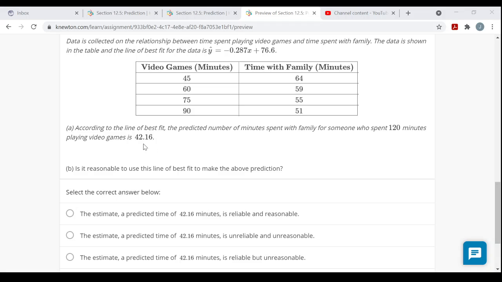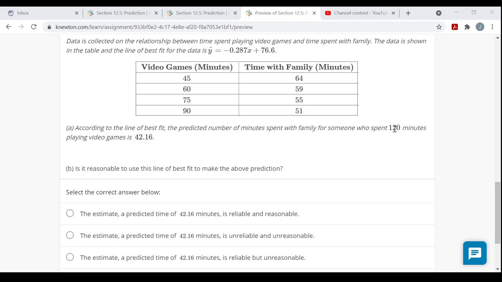That seems reasonable to me because that's a possible number. I mean, it didn't come up negative. If I plugged in 120 and it came up a negative number, that would be unreasonable because you can't spend a negative amount of time with your family. That makes no sense. But this 42.16 minutes positive, this seems reasonable. It's within the realm of possibility.